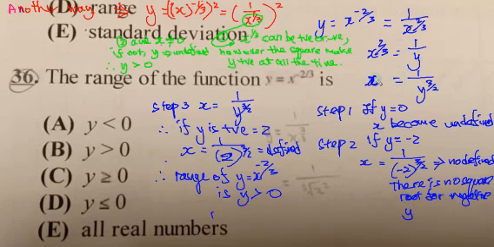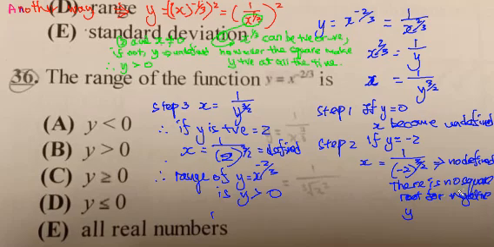The other way is to make x the subject first. If y equals 0, then x becomes undefined. That means y cannot be 0. Another one, if you just take, for example, y equals minus 2, then x becomes undefined again.